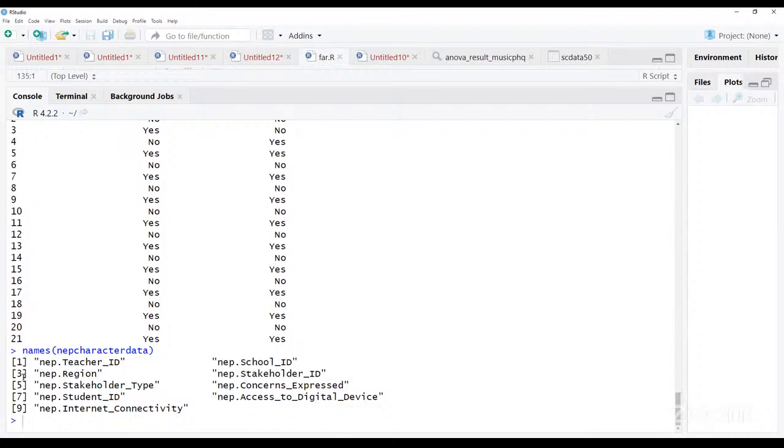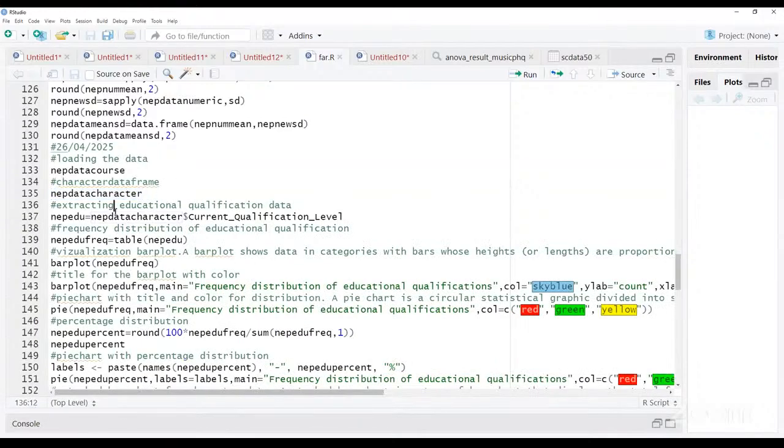And these numbers 1, 3, 5, 7, 9 tell you the position of that particular data in the vector. So first is NEP teacher ID, then second is NEP school ID, third is NEP region, fourth is. So this position will help you to extract the data. Now, in the second part, we are extracting the data in a different way. In the last class, we used positions like 2, 3, 4, 5, 6, but today we will use a different method. So this is the different method.